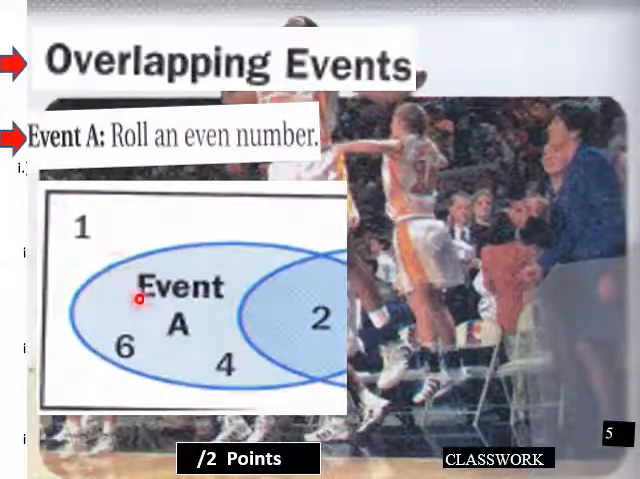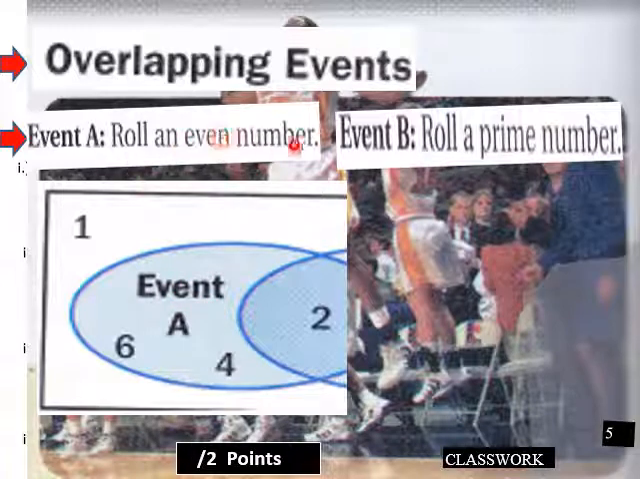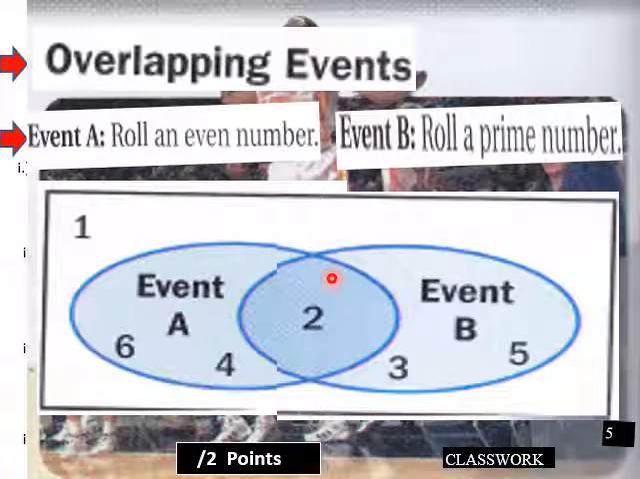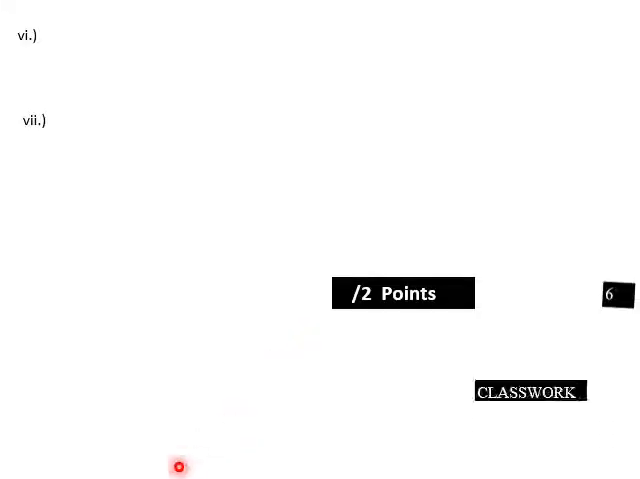And then overlapping events would be like this. Roll an even and then roll a prime. Event A will be rolling even, which would be 2, 4, and 6. And then rolling a prime number would be a 2, 3, and a 5. These are prime here, 2, 3, and 5. So the overlap of these two would be rolling a 2. It's both an even number and a prime number. So that defines an overlapping event.